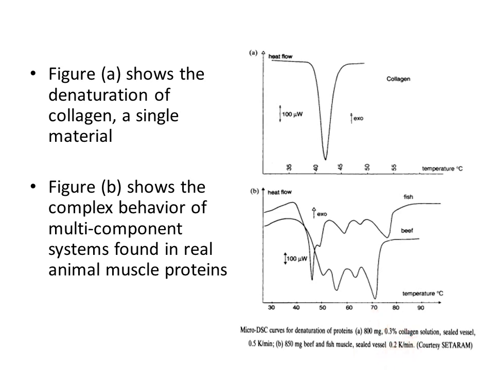So we can see there are a large number of endothermic peaks here. There are also other endothermic peaks. So figure A shows the denaturation of collagen. Because here is a single material, you get only a single peak, and this shows the denaturation of this collagen. While figure B shows the complex behavior, because multiple components are present here. So we get multiple endothermic peaks, and all show the denaturation of the proteins present in the sample.